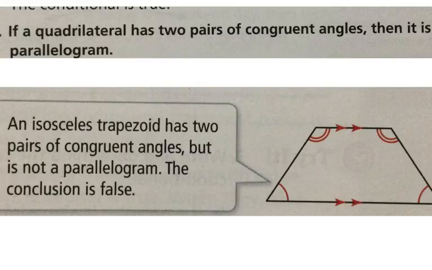This is a trapezoid. Well, the first part's true, the second part's wrong. Correct. So we could have a quadrilateral with 2 pairs of congruent angles. That's true, but it is not a parallelogram. That is false. So that means the entire statement would be evaluated to false.